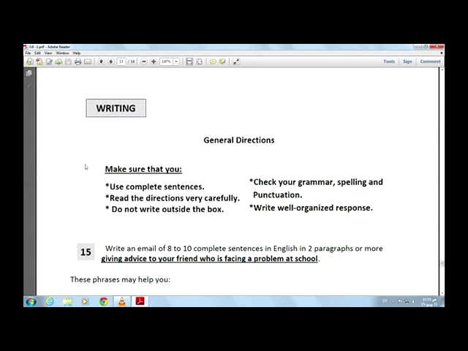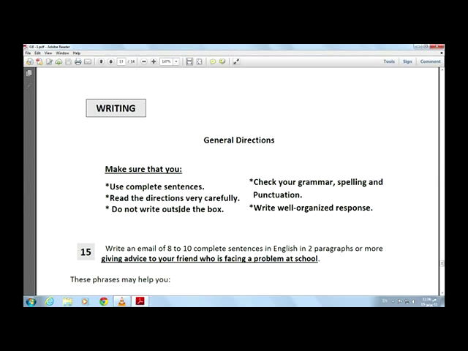For example, make sure that you use a complete sentence, without any missing parts. You start, for example, with subject, verb, and you finish your sentence with maybe an object or complement. You start your sentence with a capital letter and finish it with a full stop. Read the directions very carefully. They tell you what they ask you to write in your paragraph.